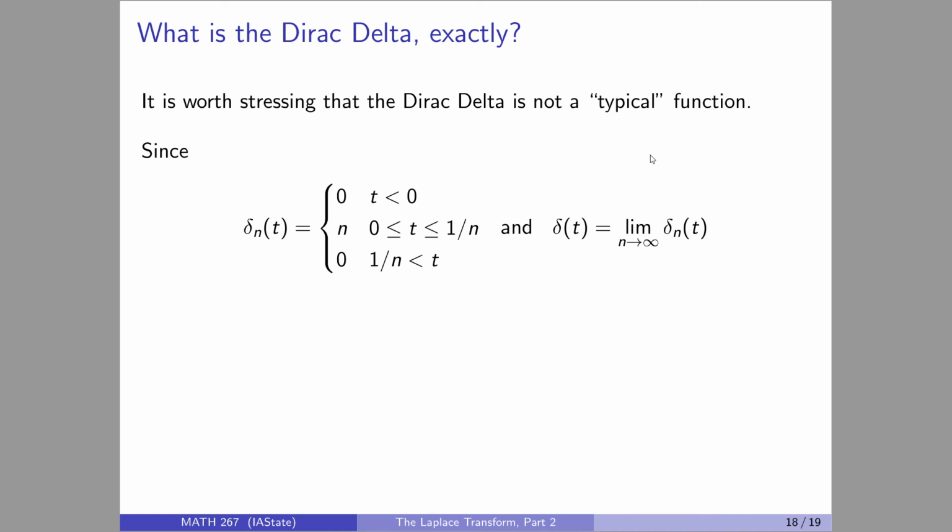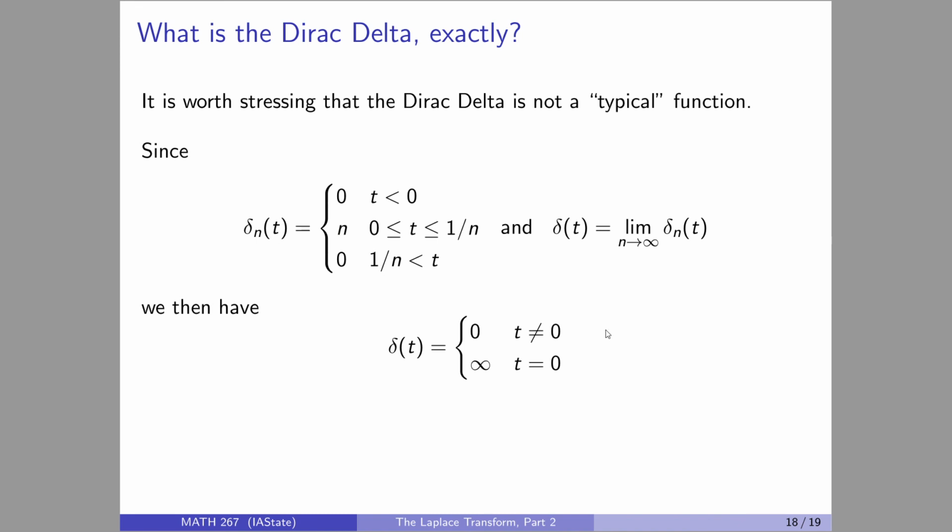Well, n goes to 0. So this here is this rectangle, right? Really skinny rectangle, 1 over n. Really skinny, really tall. And as n goes to infinity, that rectangle gets stupidly small, right? It gets so thin, it disappears. But at 0, it won't. At 0, it gets infinitely large.